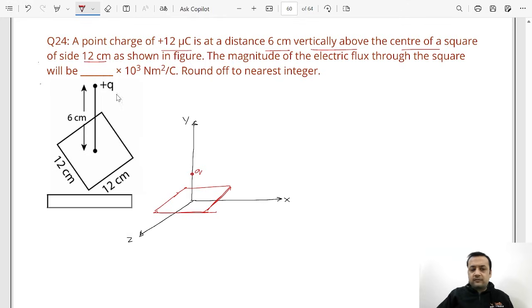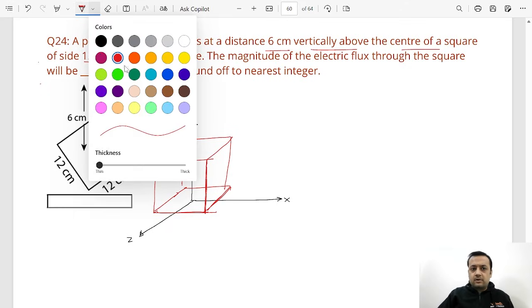Okay. So if I imagine on my own 5 more squares like this, one square is like this. Then other square is like this, other square is like this, one more square is like this. And one is this square. So the cube will be completed, and this cube length will be 12. So this charge will be at the center.